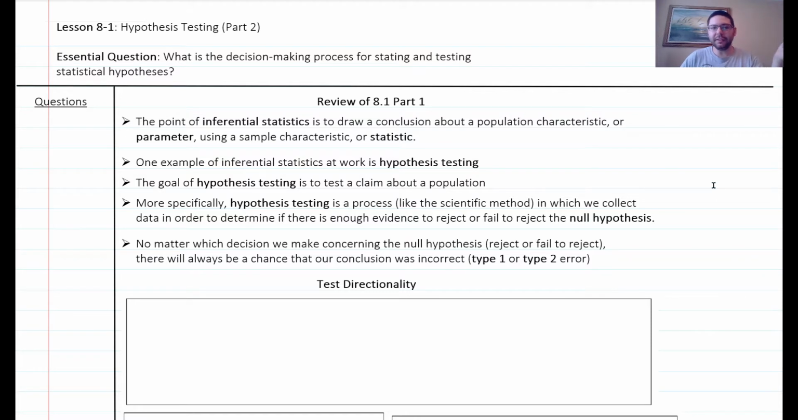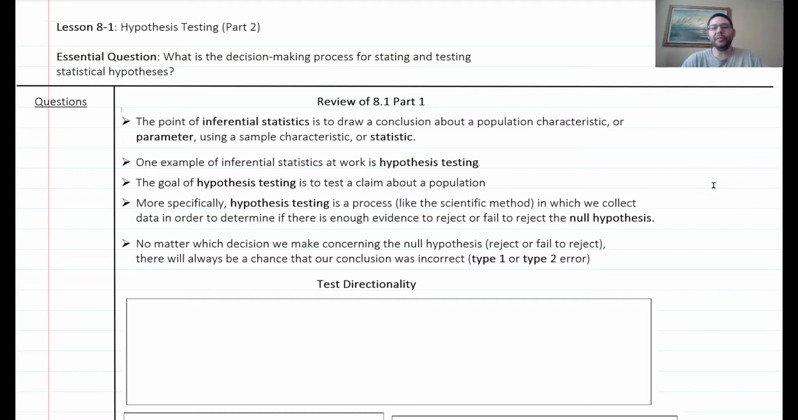So in the last lesson, we talked about inferential statistics. We mentioned that the point of inferential statistics is to draw a conclusion about a population characteristic. We call that a parameter. So the point is to draw a conclusion about a parameter using what we call a statistic. A statistic is a sample characteristic. So one example of inferential statistics at work is what we're doing now, the hypothesis testing stuff. The goal of hypothesis testing is to test a claim about a population.